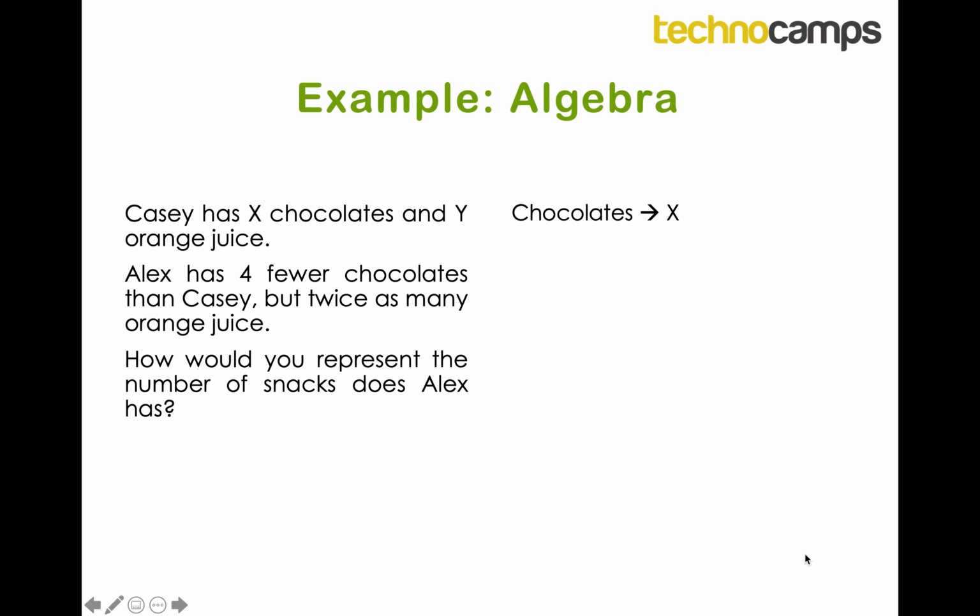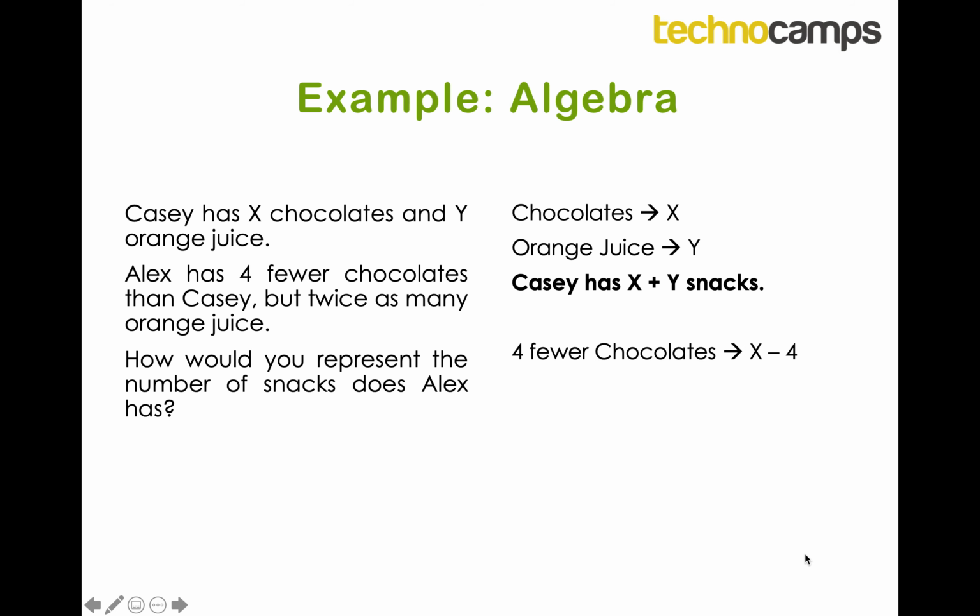So, let's represent the chocolates using the letter X, and let's represent orange juices with the letter Y. That means Casey has X plus Y snacks. At any point of time, if she's really hungry, she's got X plus Y snacks. It can be anything. Today she's got 10 chocolates, but tomorrow she might have only 4 because she's eaten 6 in one day. We shouldn't be eating so much, but if we are hungry and we have a stash of 10 chocolates, why not? So if she's got X plus Y snacks, how much will Alex have?